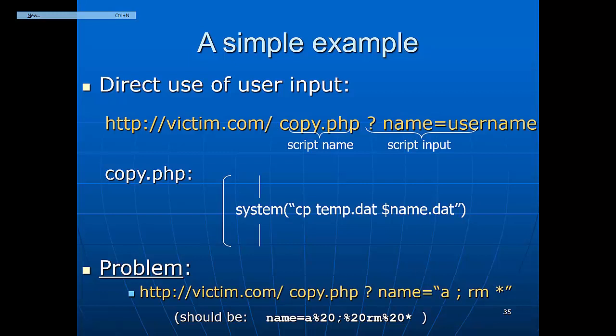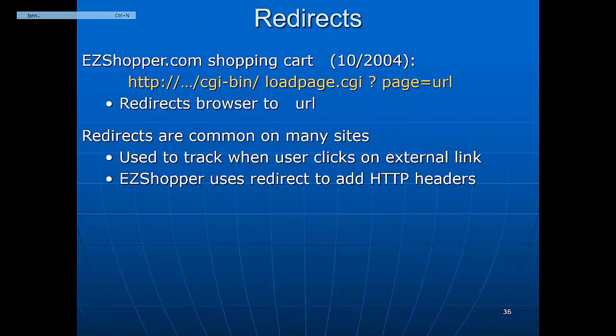So you're saying copy.php and then the name, and what if you specified this as a Unix machine, for example, it's running on a /rm star. So what it is going to do in that case is it would actually try to remove all the files. So huge problem.